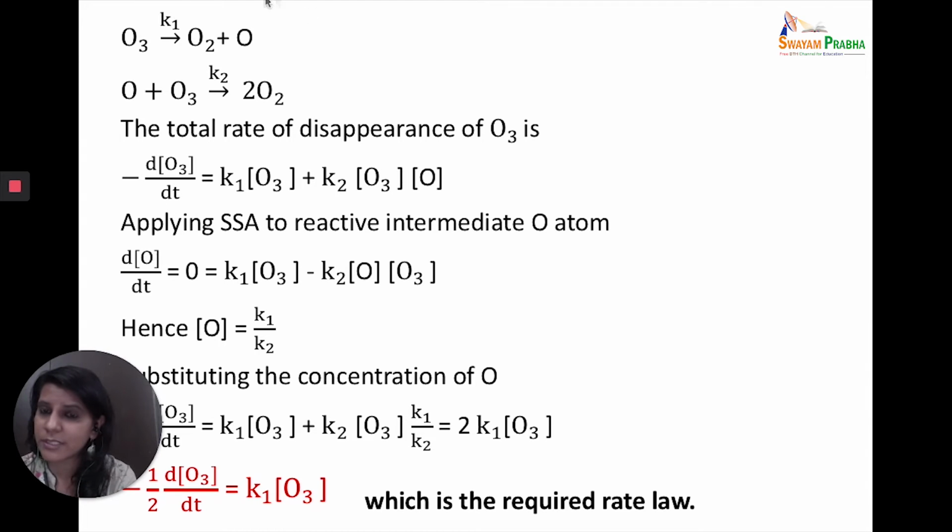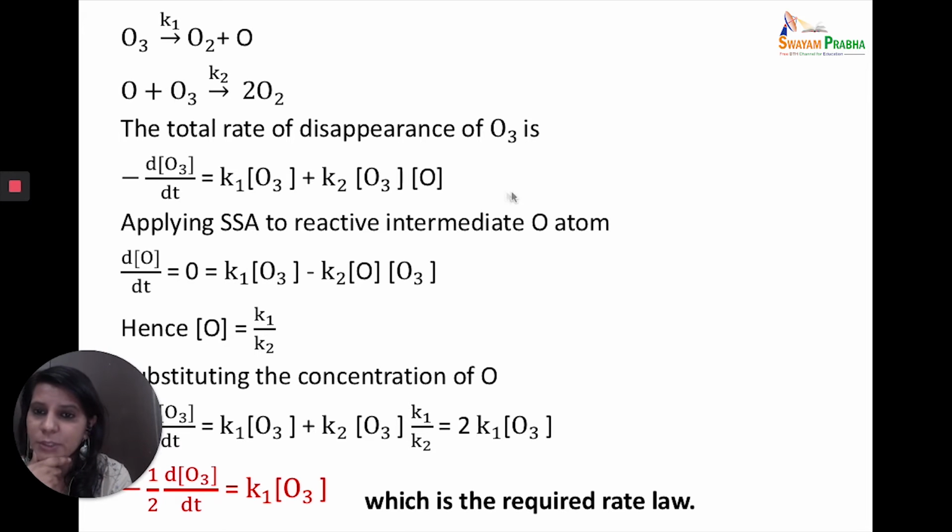Now, because this mechanism has two steps, in the first step, ozone is being consumed, so I can write k1[O3]. I don't need to use a negative sign here because the negative sign is already there for the disappearance, and k1[O3] is only talking about disappearance. In the second step also, ozone is disappearing, so it would have been minus k2[O][O3], but because we've already put a negative sign here, it will be k2[O][O3]. So the total rate of disappearance of ozone can be written as minus d[O3]/dt equals k1[O3] plus k2[O][O3].